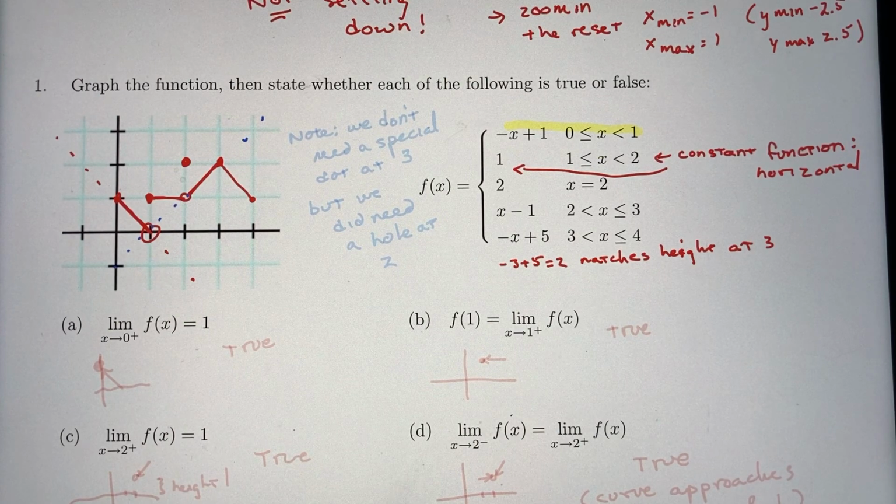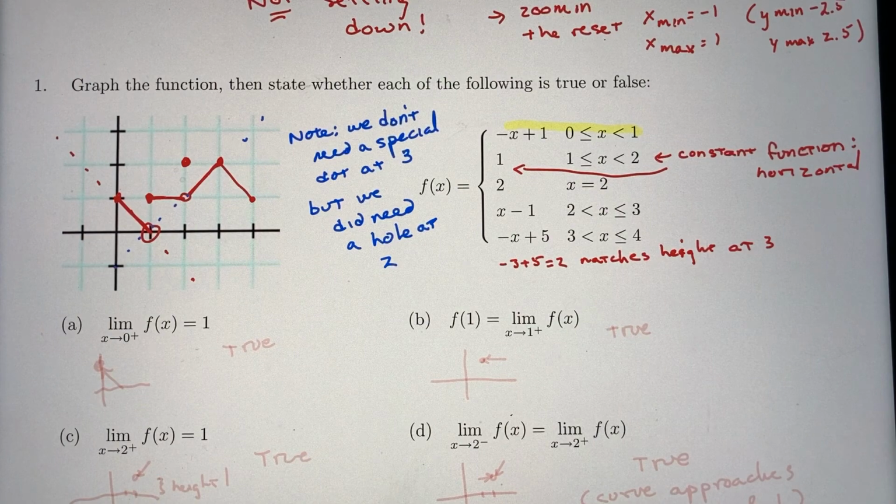Now notice I didn't have to put specifically a dot at 3. I'm gonna write little notes. Okay, so we did need a hole at 2, 1. Didn't need a special dot because it's just going right through.